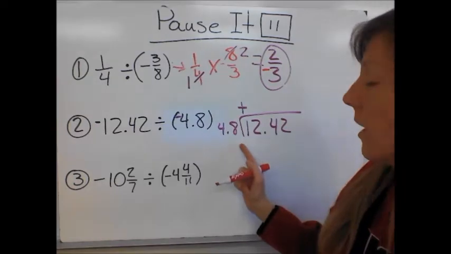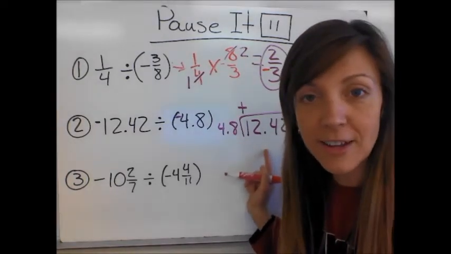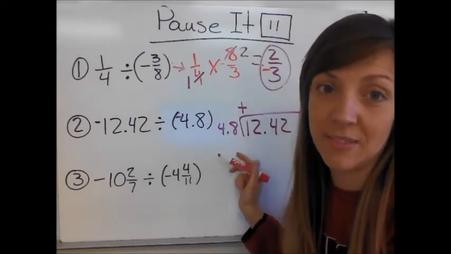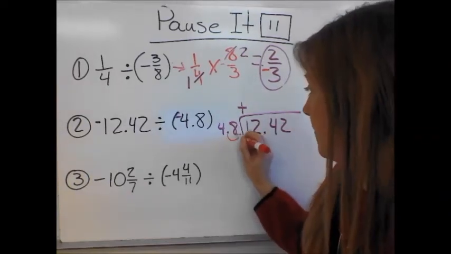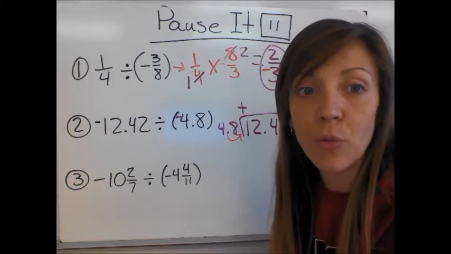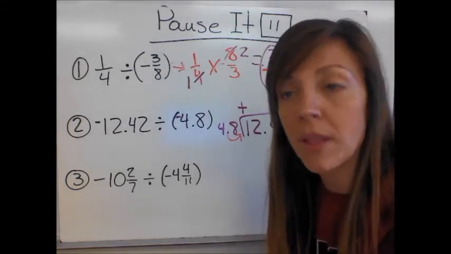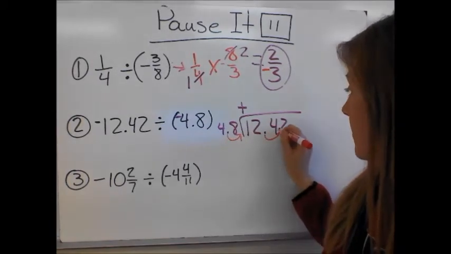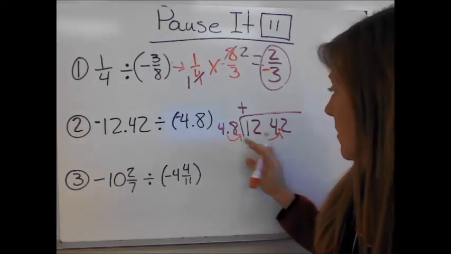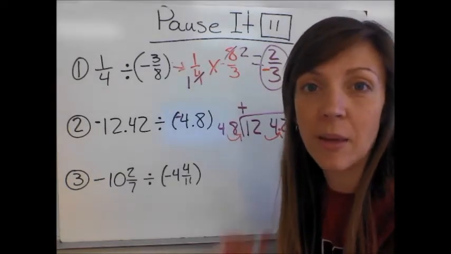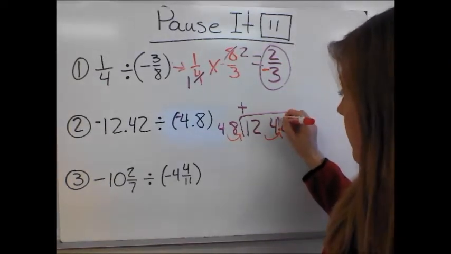-2/3. All right, so let's go back down here. 4 and 8/10, I've got to move the decimal over one place to make it a whole number. I get 48. 12 and 42 hundredths, I'm going to move my decimal one place. So now I have 124 and 2/10. I'm going to bring the decimal straight up.